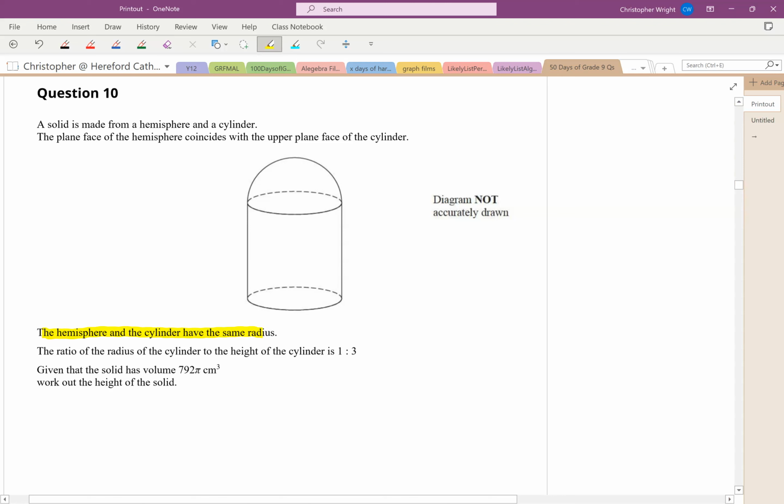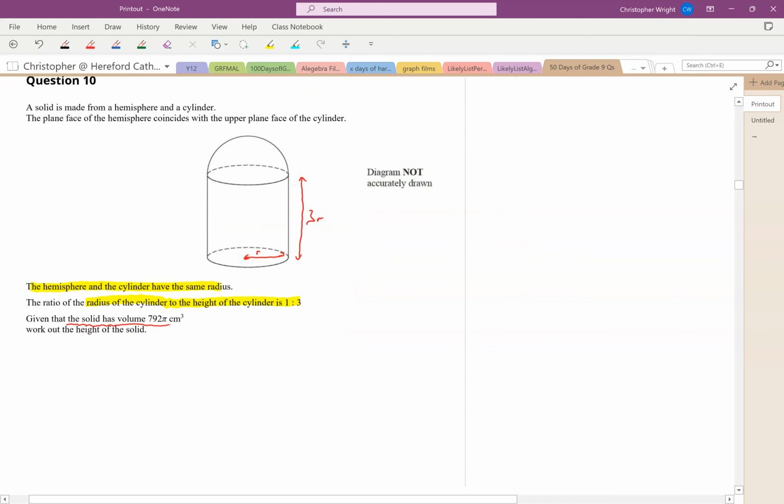Yep, that's as drawn. The ratio of the radius of the cylinder to the height of the cylinder is 1 to 3. So if this is r here, then the height of the cylinder, not the height of the whole solid, the height of the cylinder must be 3r. Given that the solid has a volume of that, well, let's write an expression for the volume of the solid.